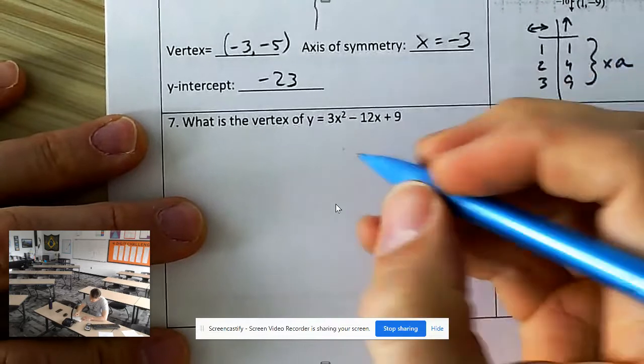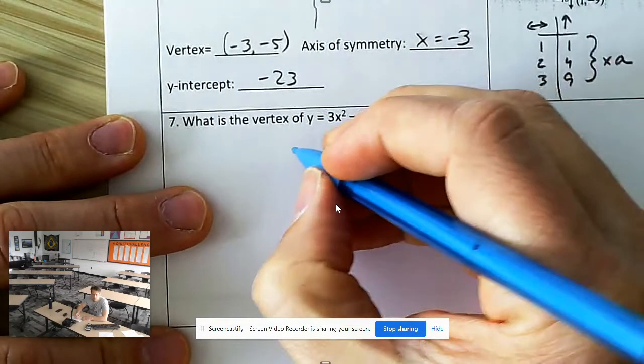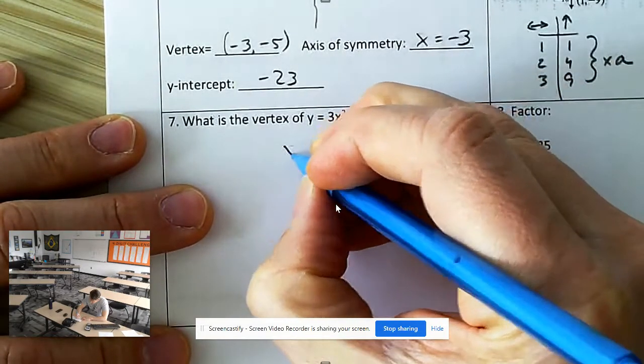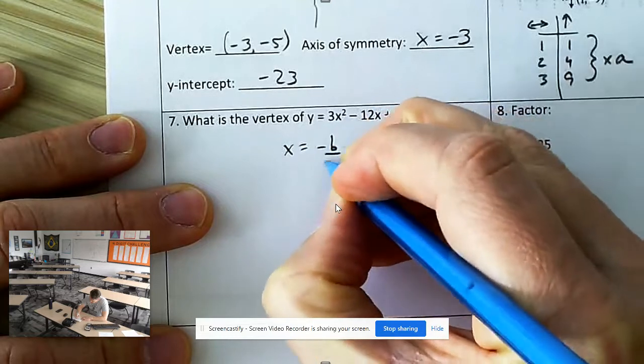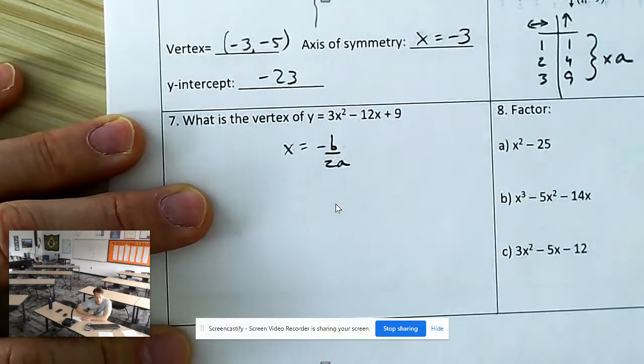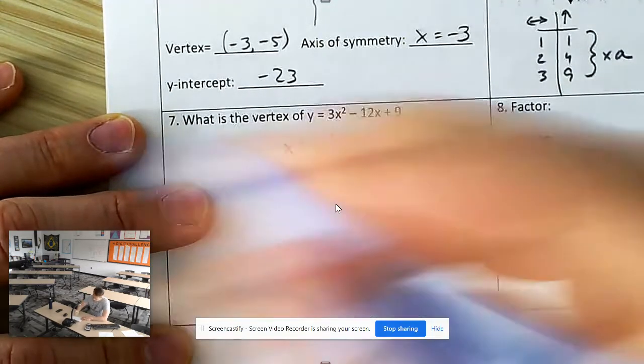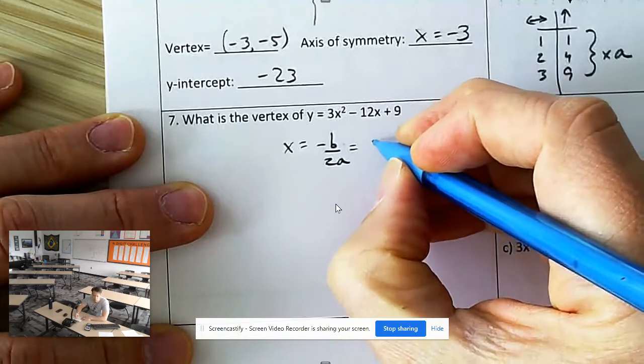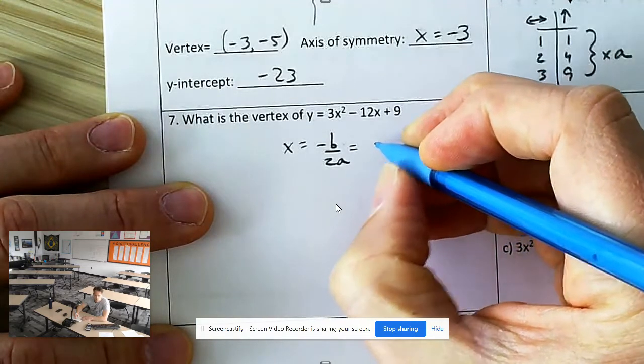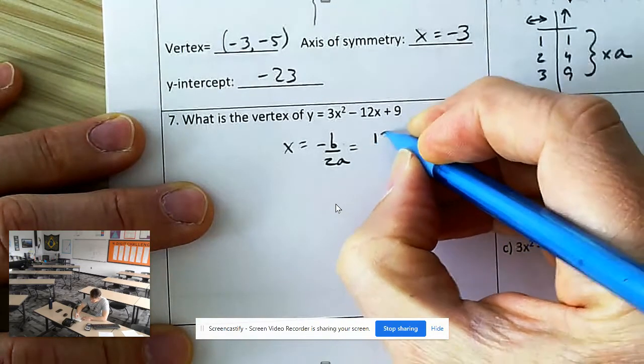What's the vertex of this guy? Oh, well, we've done this question already today, so here we go. X equals negative b over 2a. And yes, that is actually part of the quadratic formula. X equals negative b, blah, blah, blah, all over 2a. So it's the first and the last part of the quadratic formula. When you're in pre-calc, you'll understand why. For now, just go with it.